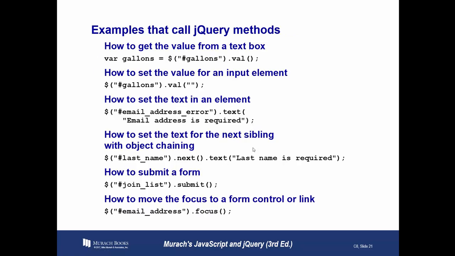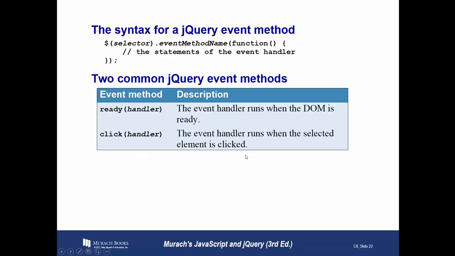So here's some examples that call jQuery methods. So notice in this case, it's val with parentheses. It's on the right-hand side of an equal sign. We are getting the value of the ID gallons, and we're assigning it to a local JavaScript variable called gallons. Here, since we've got something in the parens, we are setting the value of the ID of gallons to the empty string. And there's other ways that you can do it too. All right. Here's an example of chaining. This dot next dot something or else, something else.